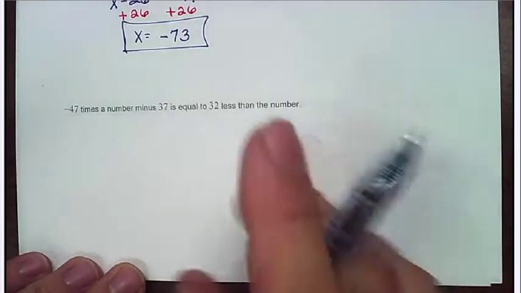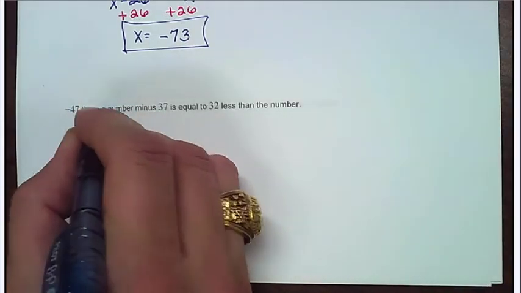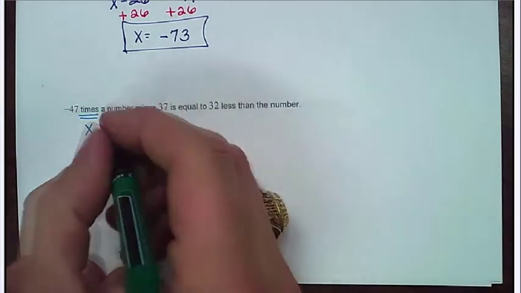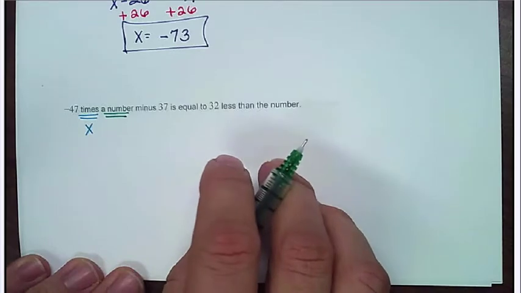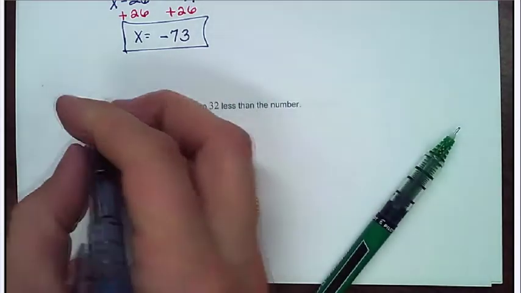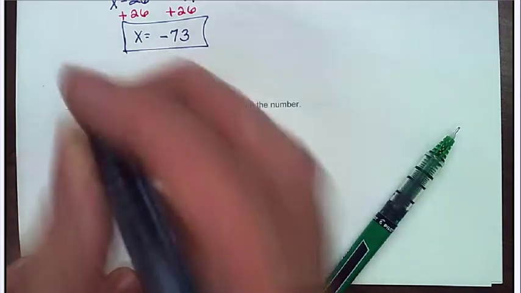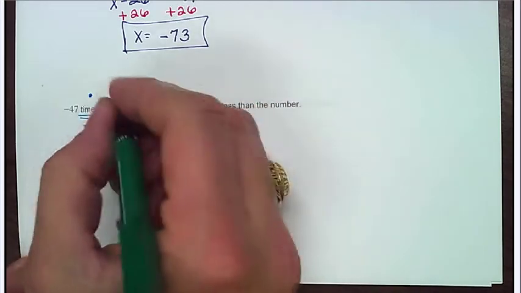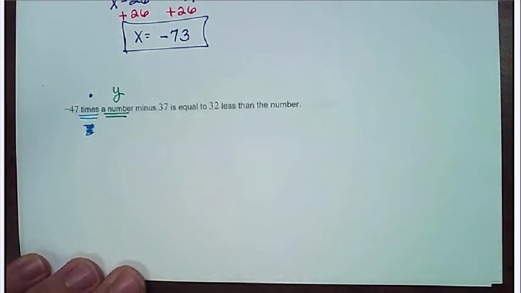Okay, so now let's translate this one. So we have times. Remember, times means multiply. A number is going to give me a variable. Oh, I'm sorry, this is a little confusing, isn't it? This is not a variable, this is multiply, so I'm just going to put a dot. That's typically what we use whenever we're multiplying. A number is going to be my variable. Just again, to keep confusion, I'm going to make that a y this time.